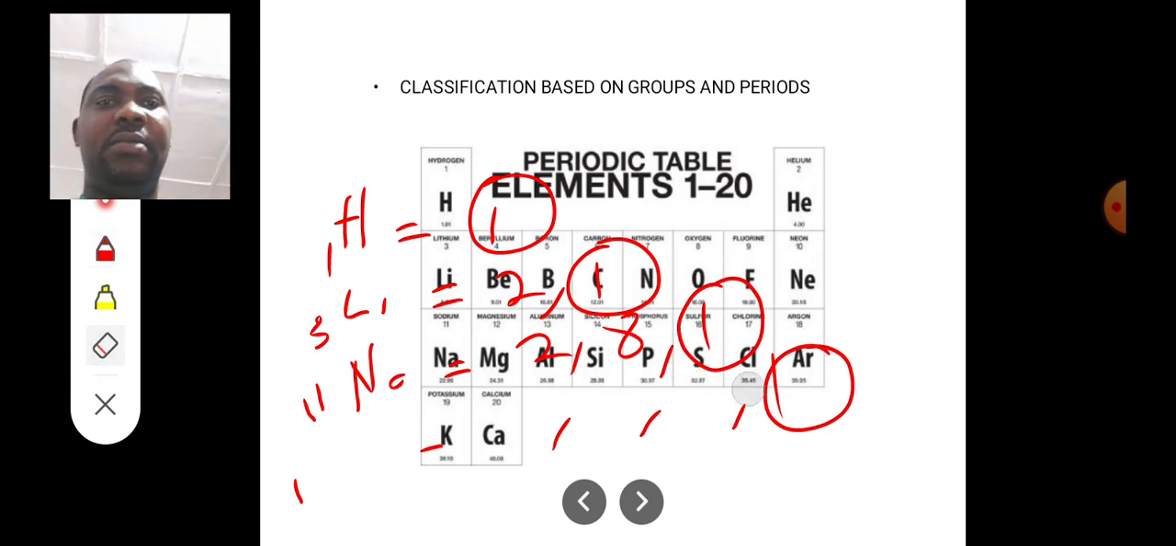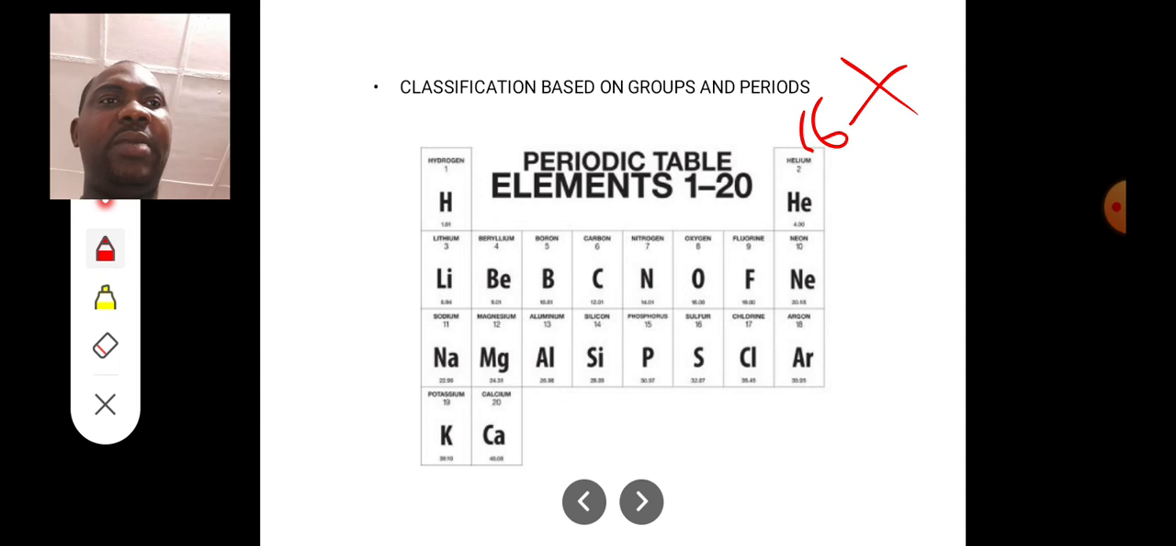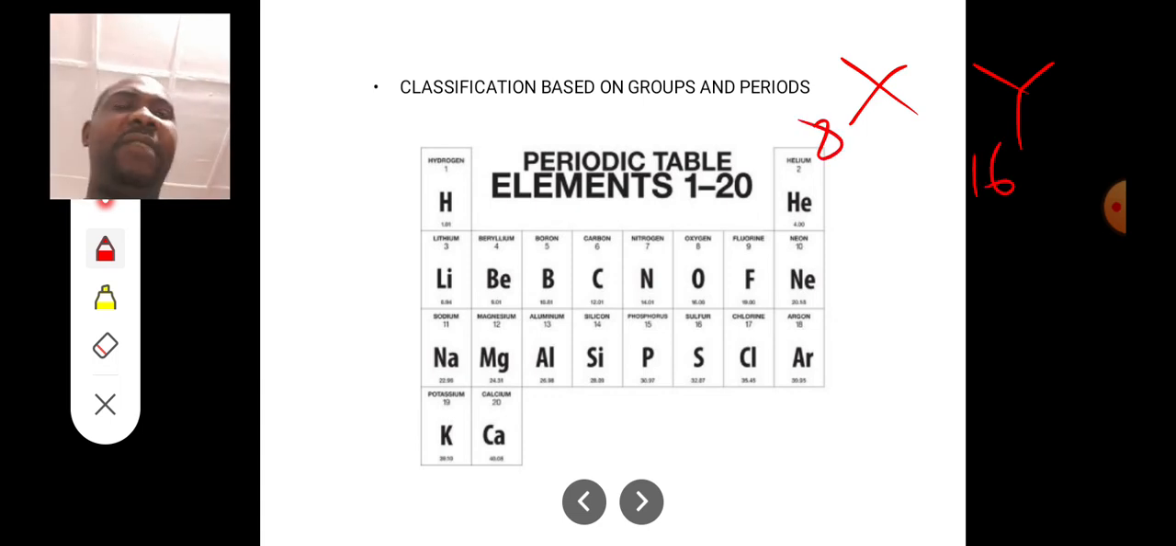So let's say I am to compare two elements, and I'm asked if they belong to the same group. Let's say I have an element X whose atomic number is 8, and another element Y whose atomic number is 16. I'm asked if they are in the same group of the periodic table. What is the relationship between X and Y?